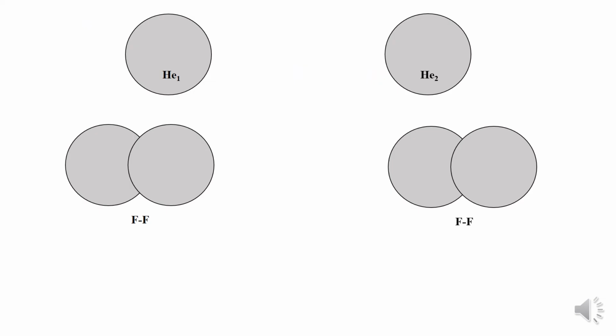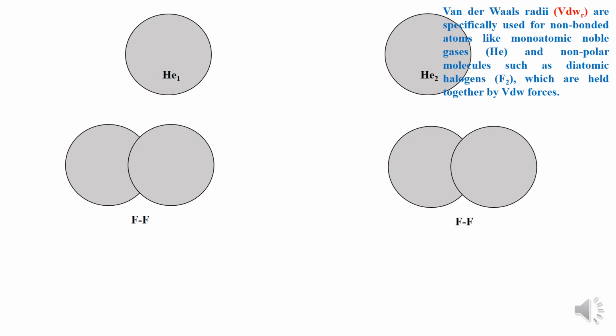Now moving on to van der Waals radii. Van der Waals radii are specifically used for non-bonded atoms like monoatomic noble gases and non-polar molecules such as diatomic halogens, which are held together by van der Waals forces.